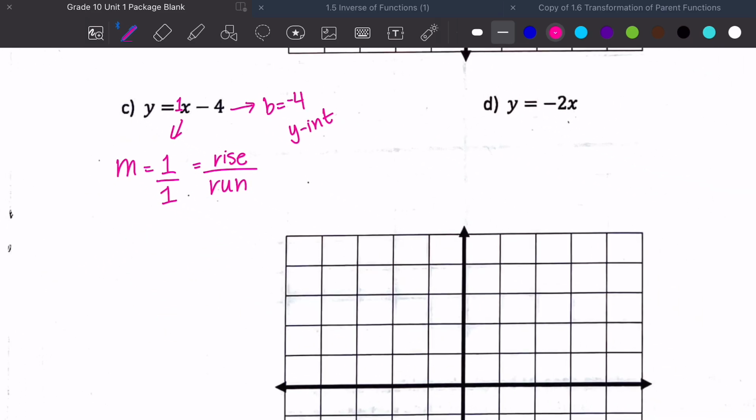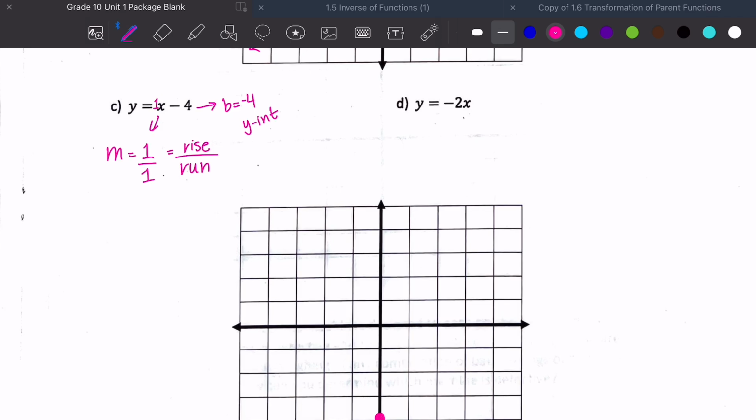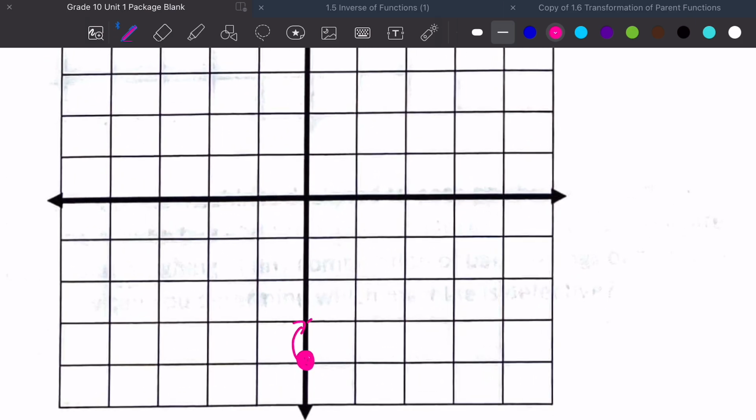Again, I'm going to go to my starting point at -4. So 1, 2, 3, 4. And then this is an increasing line. It's positive, so I know I'm going to be going this way. So I'm going up 1 over 1, and there's my next point. And same thing, up 1 over 1. And you'll see it's just making a diagonal. And that's more than enough for me to connect and draw my line.